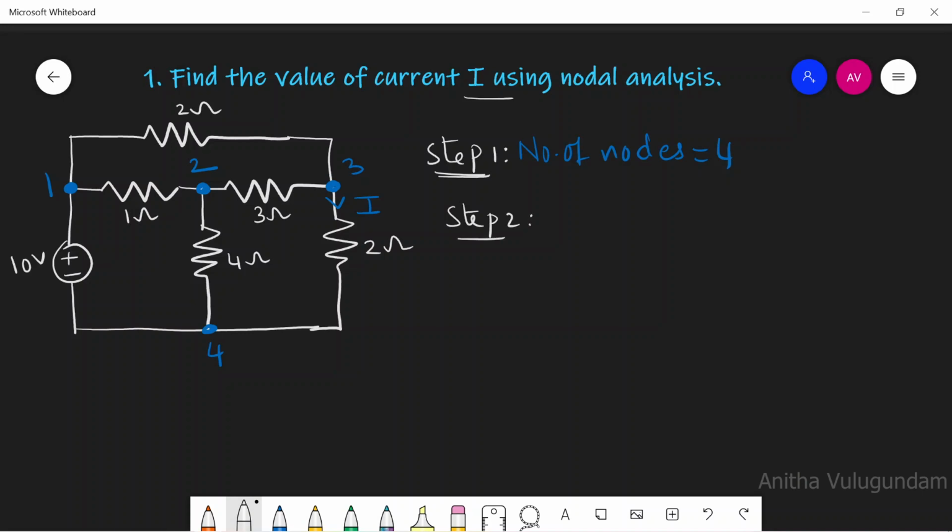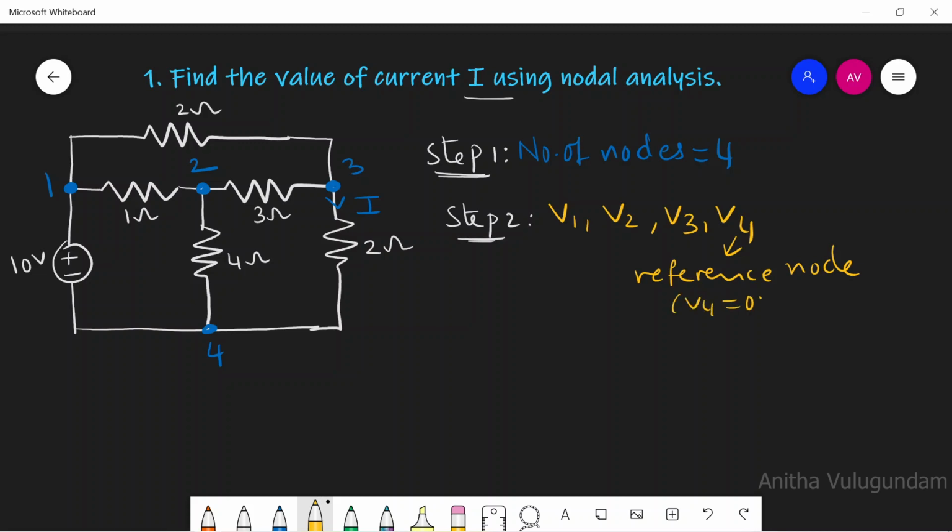Step 2: assign node voltages. V1, V2, V3 and V4 are assigned as node voltages across each and every node. And take one node as the reference node. The V4 node is considered as the reference node. Let it be ground.